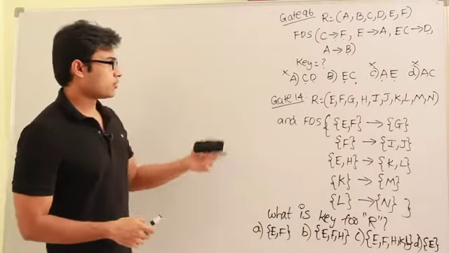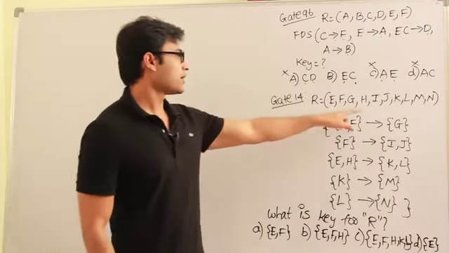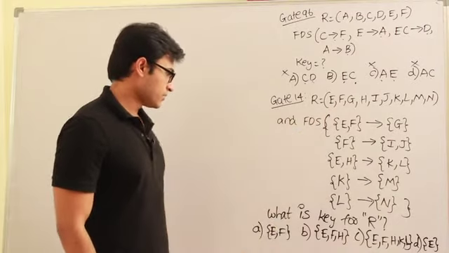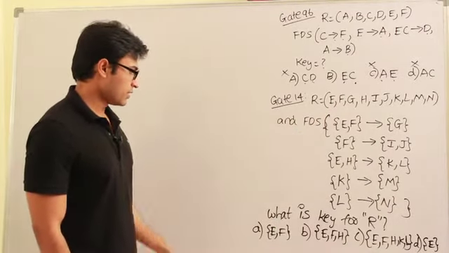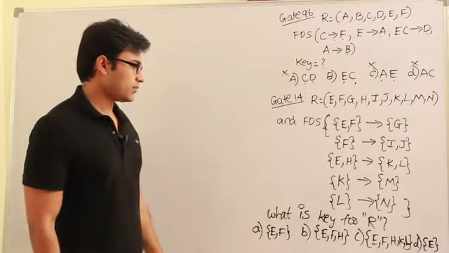This question is asked in GATE 2014. A relation is containing all these attributes, and these are the FDs. Now they are asking what is the key for relation R.